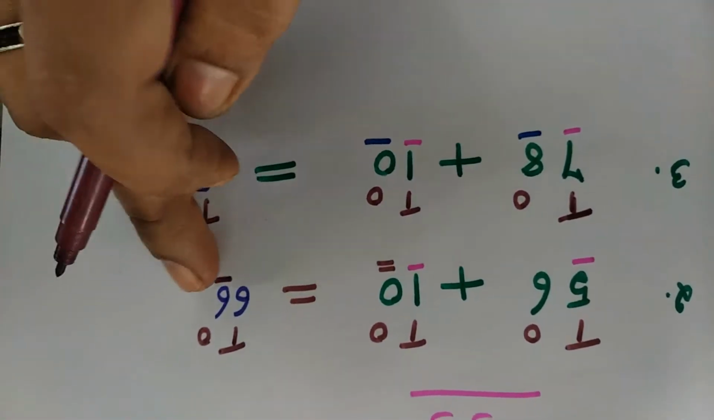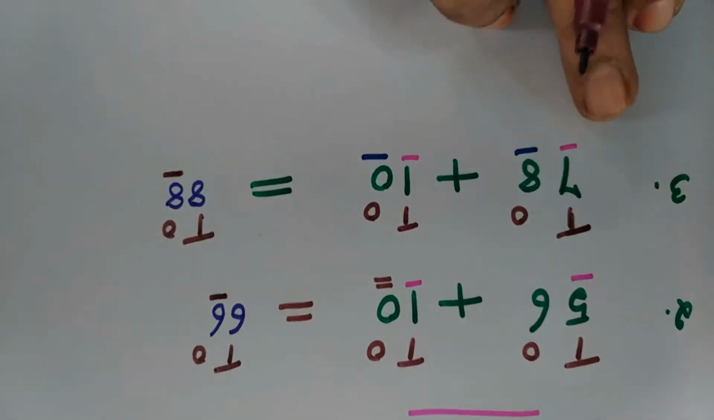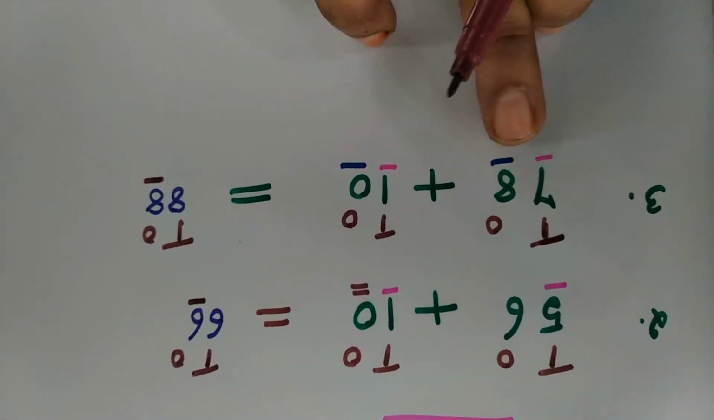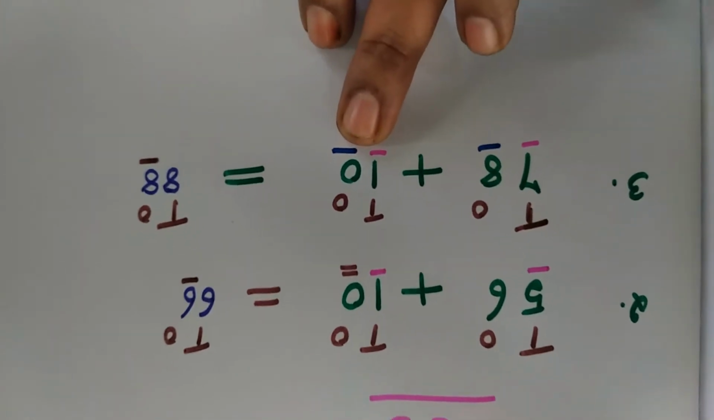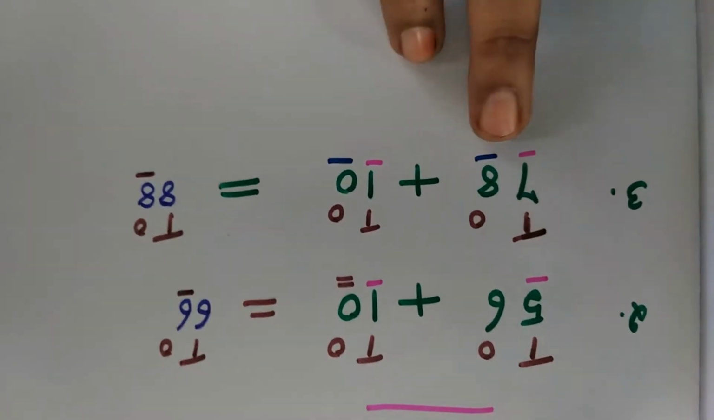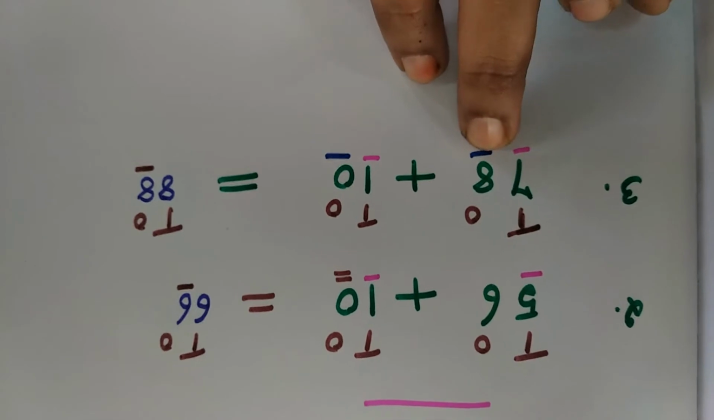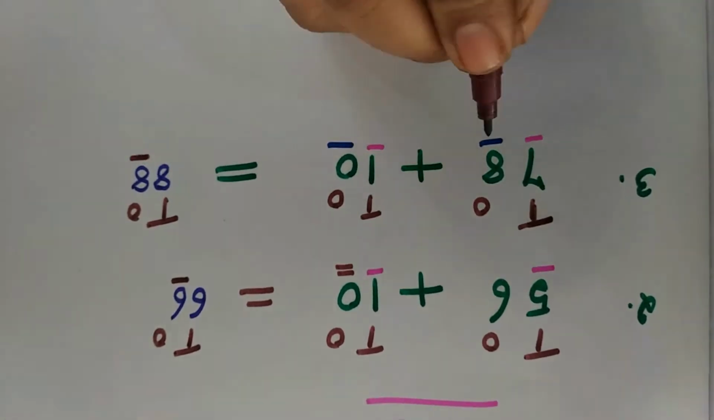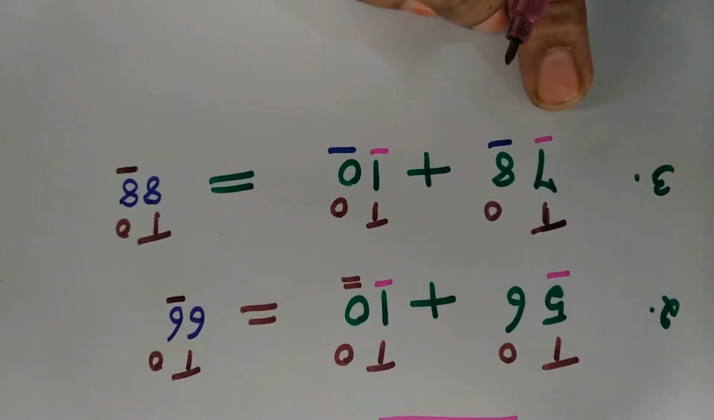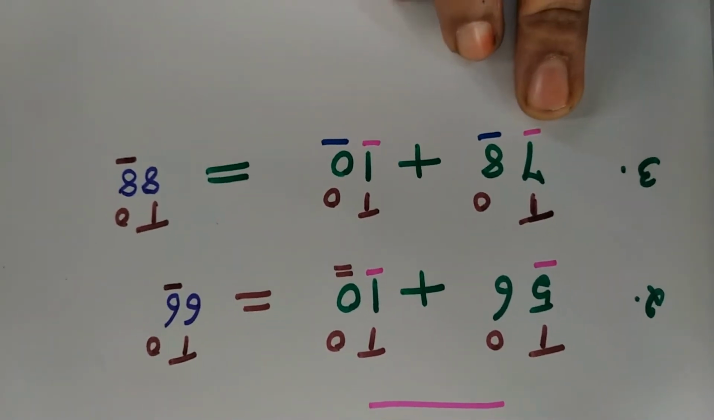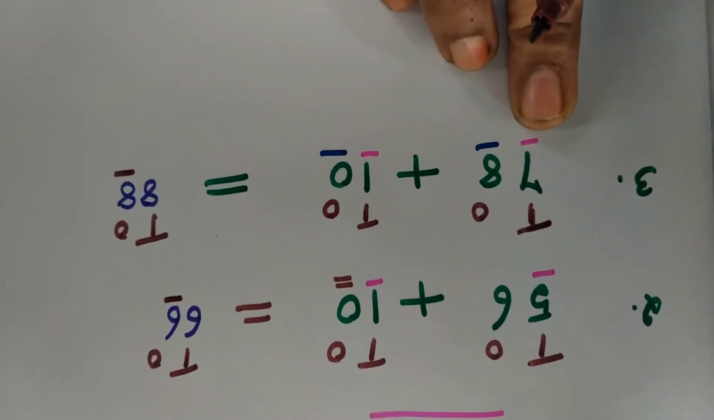So 6 ones, 6 tens. Okay, so same thing here also. 78 plus 10 means if you add any number with the number 10, the ones place does not change. The ones place remains the same. This 8 remains the same. And which place will change? Only in the tens place the change will occur.